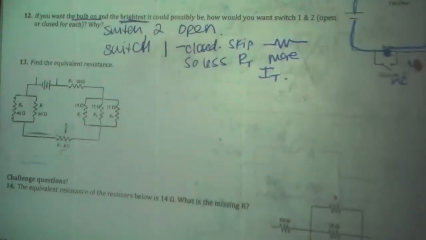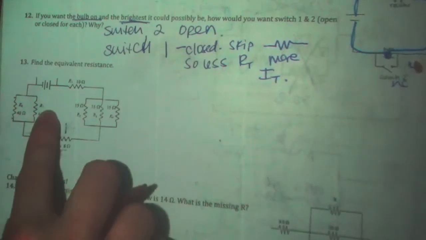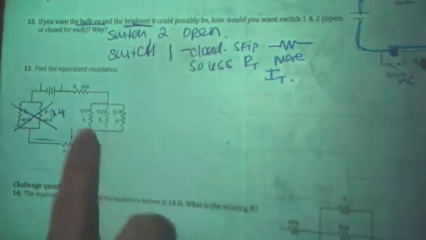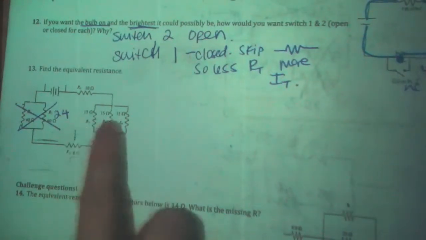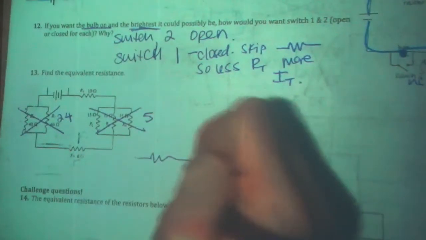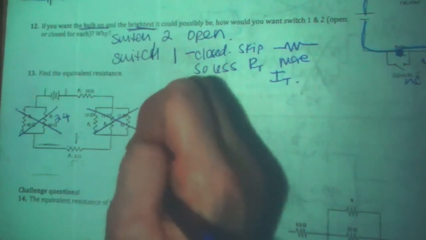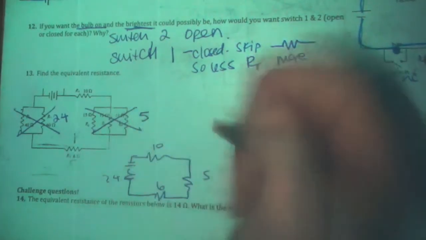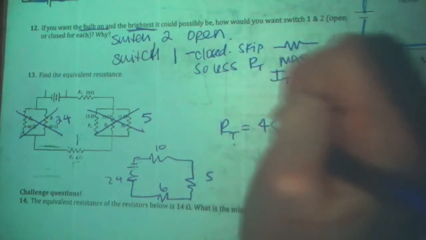Equivalent resistance: these two are in parallel. You do 1 over 40 plus 1 over 60 and 1 over that, and that's going to replace it with 24. These three are all in parallel. 1 over 15 plus 1 over 15 plus 1 over 15, 1 over that is going to give me 5. And then now you have 10, 5, 6, 24, and then a battery somewhere in here. So you would just straight add them up now. That's going to give me an R total of 45 ohms.